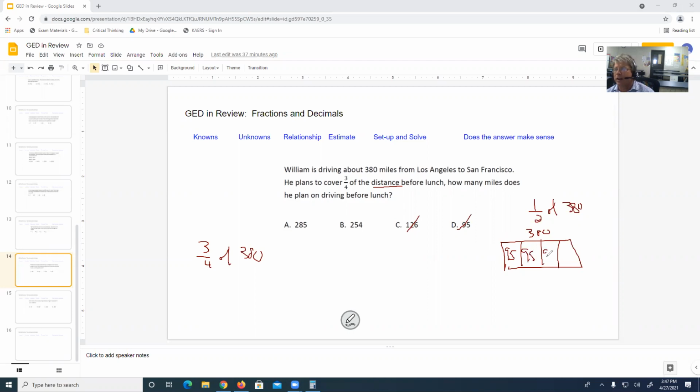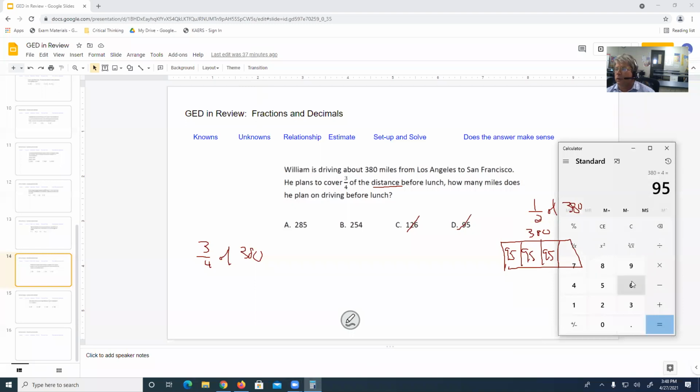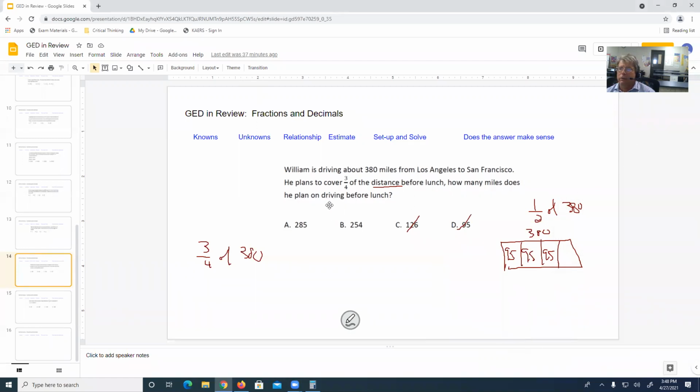So if I go 95 times 3, now you can kind of see where some of these numbers are coming from. What's 95 times 3? So times that by 3, and I end up with 285. So 285 would bring me to A.